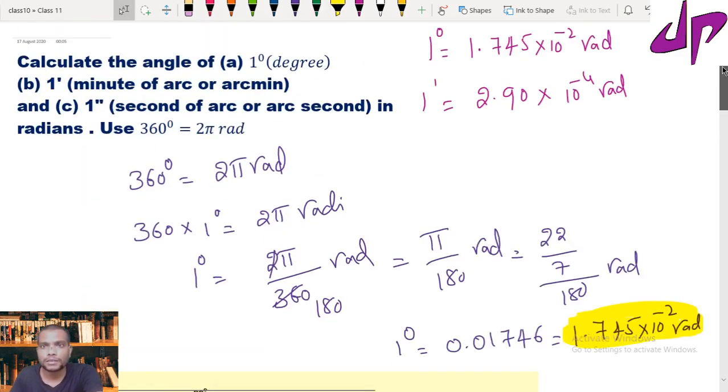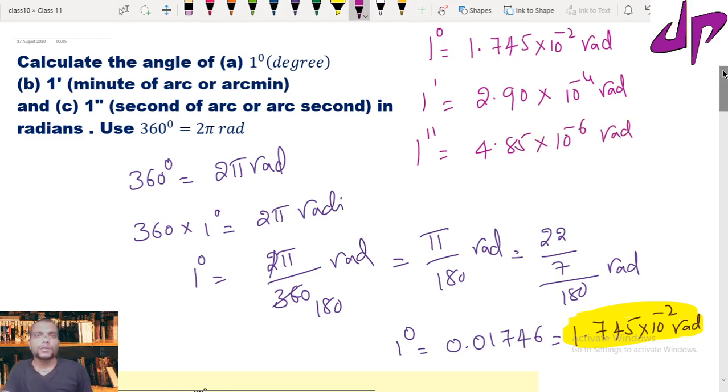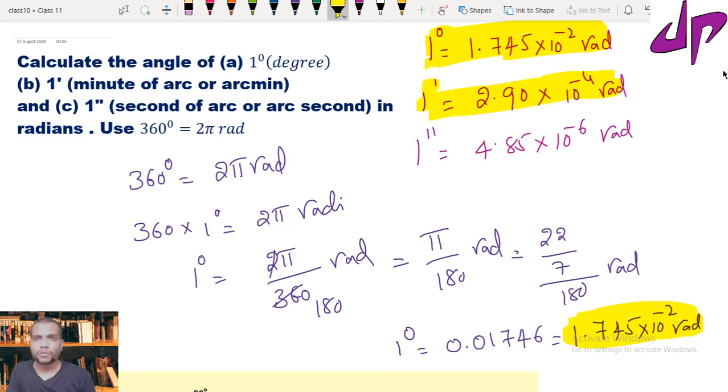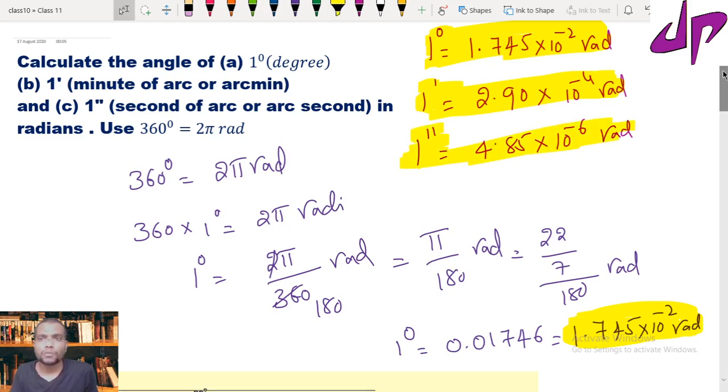So let me mention my final answer right here. 1 second equal to 4.85 times 10 power minus 6 radians. So these are the corresponding values of the degrees in terms of the radians, and minute is the lower unit of degree. So 1 minute equal to 2.90 times 10 power minus 4 radians. Similarly, 1 second equal to 4.85 times 10 power minus 6 radians.